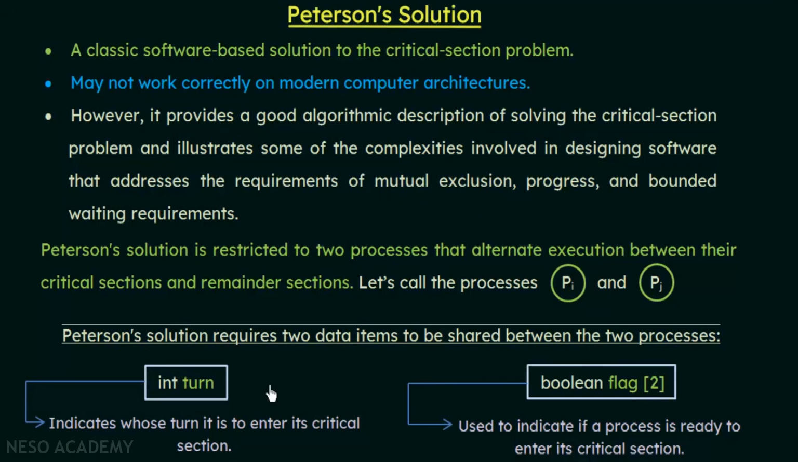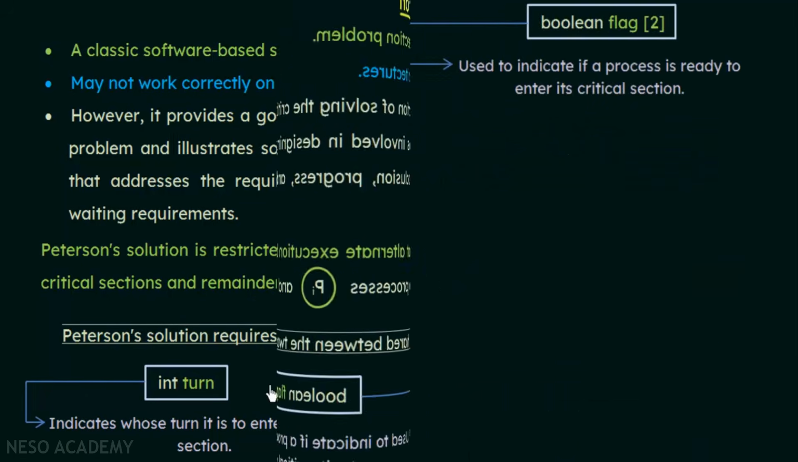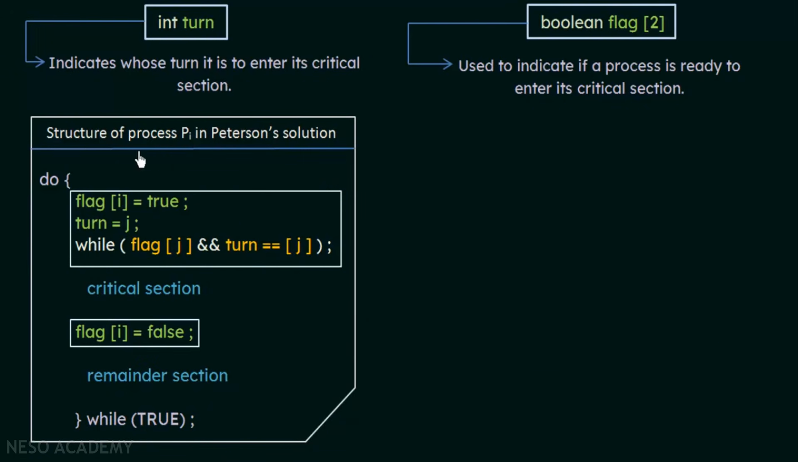The process, even though it wants to enter its critical section, is humble and gives the turn to the other process if that process also wants to enter its critical section. I am using these terms humble and humility because I want you to understand how Peterson's solution works. So we will now take the algorithm, which will make it clearer. Here we will be seeing the structure of the process Pi in Peterson's solution. So we have processes Pi and Pj. We are discussing these two processes, and let's see the structure of process Pi.